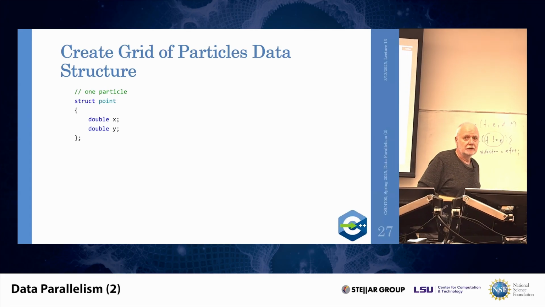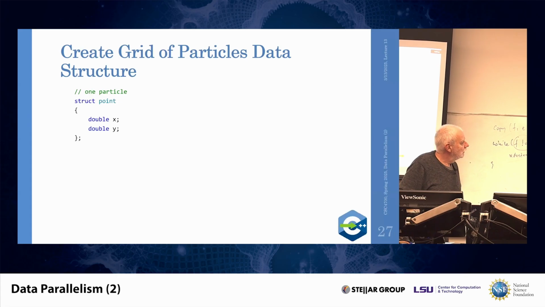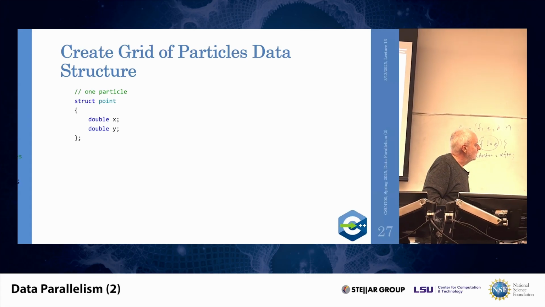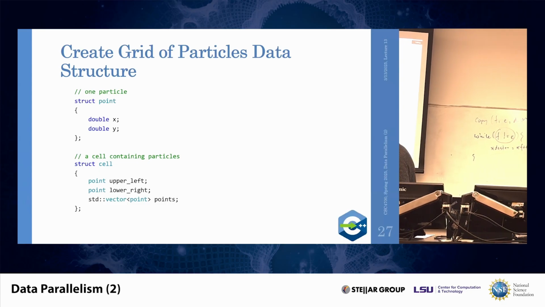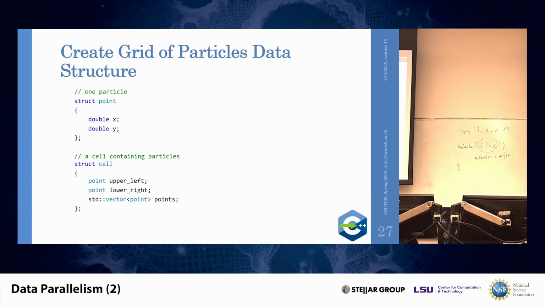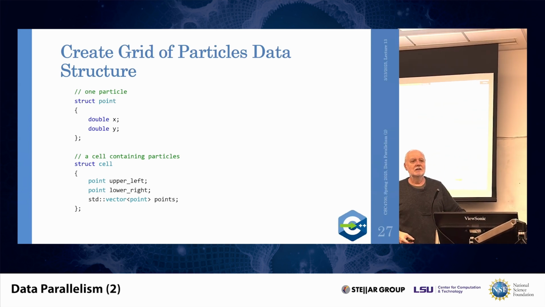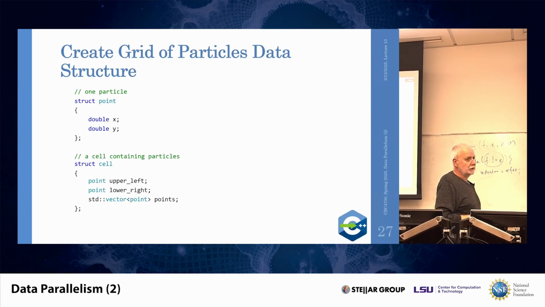Okay, what else do we need? I already mentioned it. We need a cell. So a cell has probably its extent, the upper left and the lower right, which are represented by our point, and a vector of points where we want to store those points that are inside that cell, right? What else do we need?